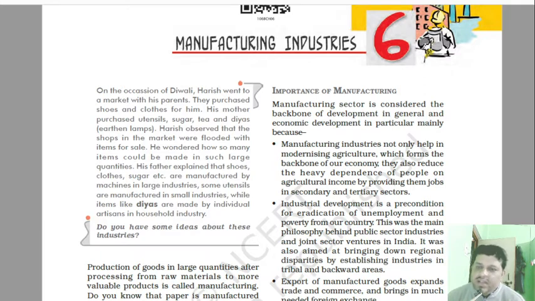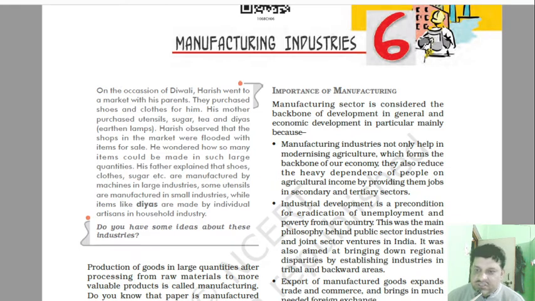On the occasion of Diwali, Harish went to a market with his parents. They purchased shoes and clothes for him. His mother purchased utensils, sugar, tea, and diyas. Harish observed that the shops in the market were flooded with items for sale. So it was the time of Deepavali, and Harish had gone with his parents to the market, and various things were being purchased by their parents.